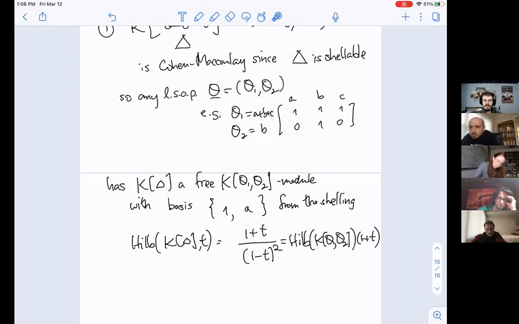But now let's see a little bit of the magic. I'm going to pick a different system of parameters. It doesn't have to be linear, but it should still work. When I take that system of parameters, I should get that they are a regular sequence.